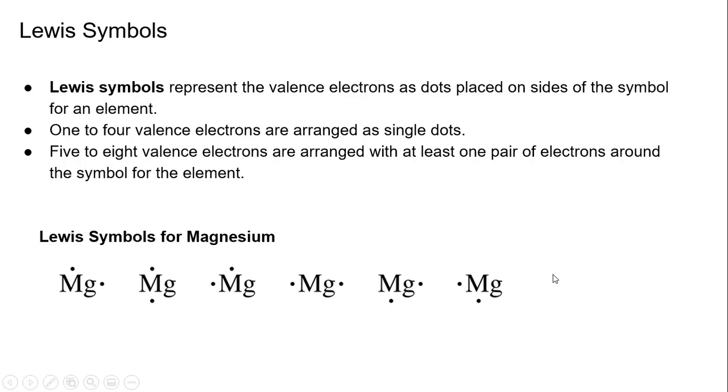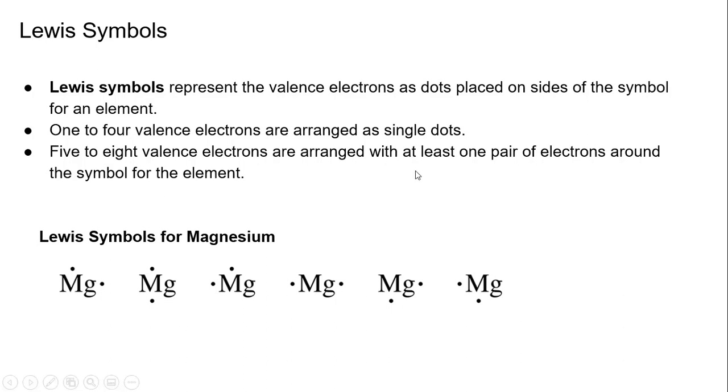The one rule is they cannot be paired up until there are no more open spaces, and then you pair them up. So 1 to 4 valence electrons are arranged as single dots. So you would put 1, 2, 3, 4 around, and then if you had more than that, you would start pairing them up. But you leave them single because they're more stable if they're alone.